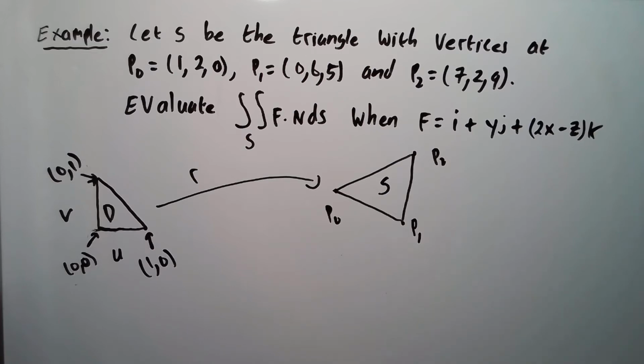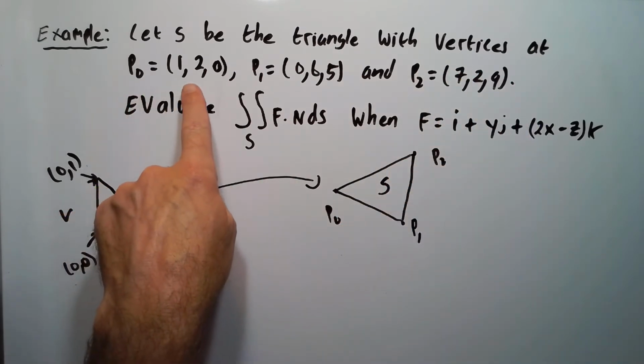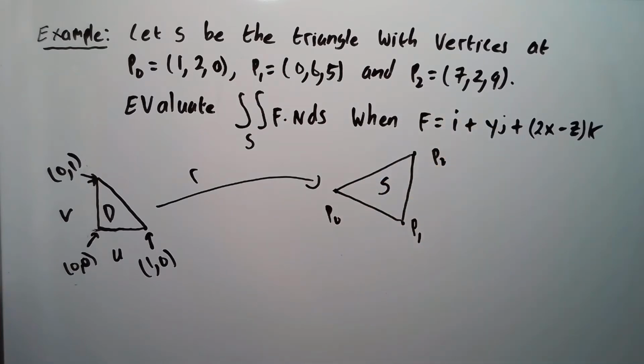Okay, so let's do an example. It says let S be the triangle with vertices at P0 = (1, 2, 0), P1 = (0, 6, 5), P2 = (7, 2, 9). So this would be a triangle in 3-space. I've drawn it here in 2 dimensions, but it's actually in 3-space, this triangle.